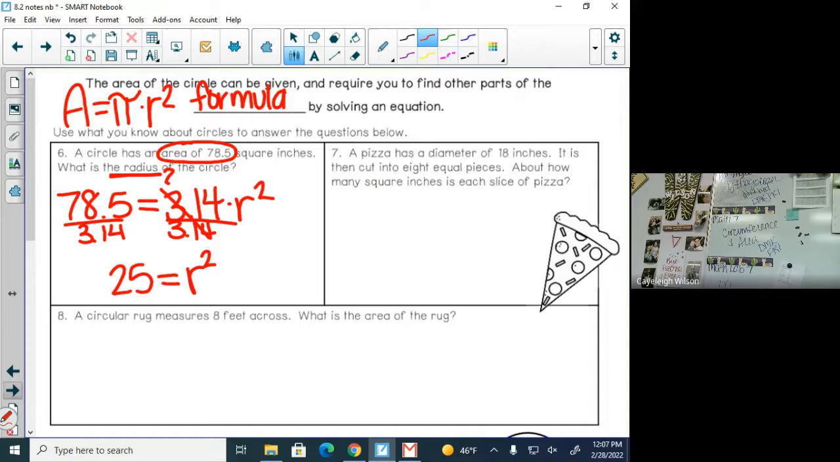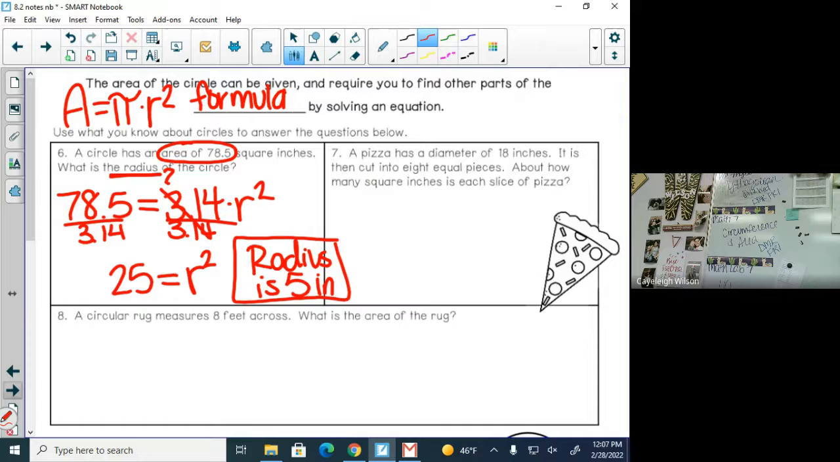Okay, Ron, what do you think the answer is? All right, so let me talk here. The radius squared is 25. So some number times itself made it to be 25. So what number times itself made the 25? 5. So the radius is 5. And that would be 5 inches.